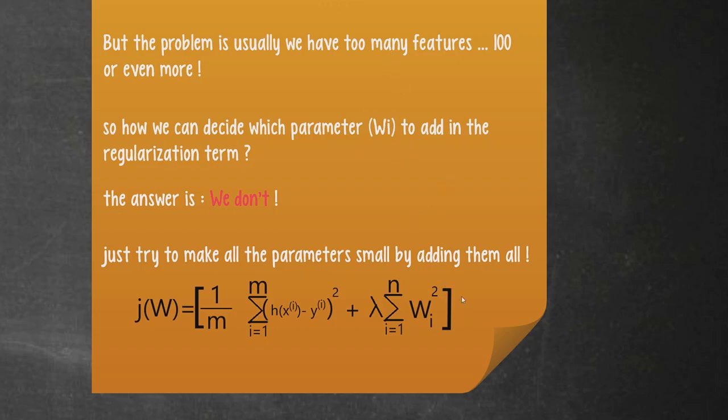So this is the idea of regularization. We add this term. This is the term of regularization. We add it to the cost function so we can minimize the parameters as well with the cost function itself.